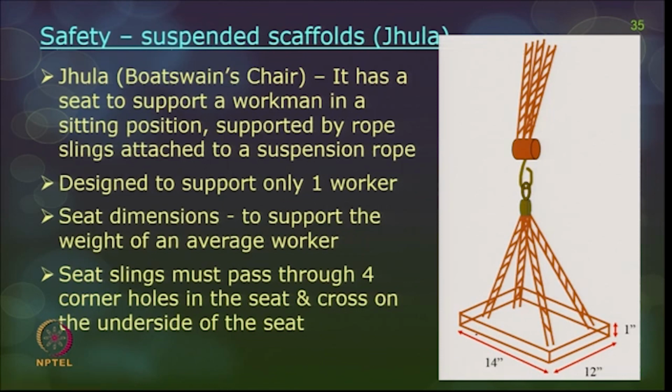The seat dimensions are all given here to support the weight of an average worker, and these seat slings should pass through the 4 corner holes and should also cross on the underside of the seat. Okay, on the underside of the seat it generally has to cross on the sides so that it supports the worker and he is comfortable in finishing up his work.